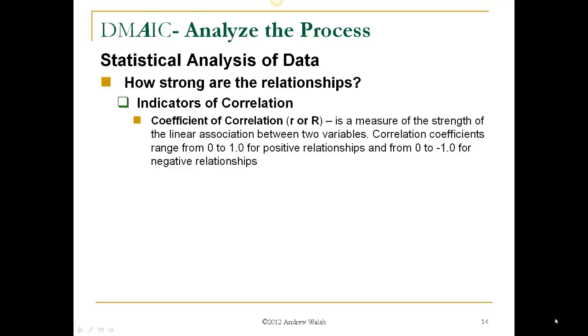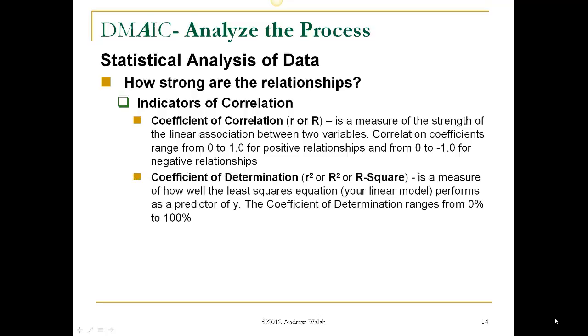Indicators of correlation. The coefficient of correlation, R or large R, is a measure of the strength of the linear association between two variables. Correlation coefficients range from 0 to 1.0 for positive relationships and from 0 to -1 for negative relationships.